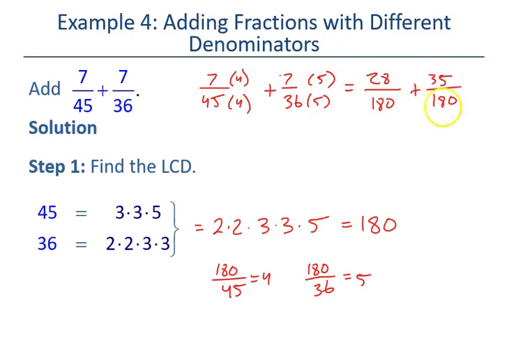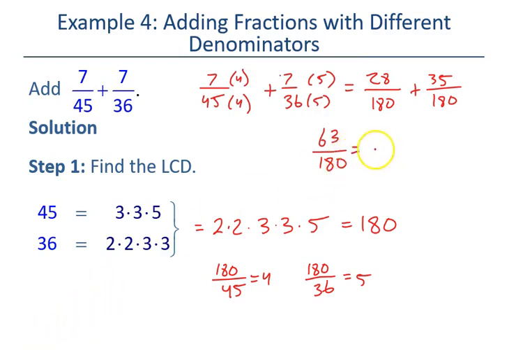So then I can go and add, because notice now I have common denominators. I can do 35 plus 28, and that gives me 63 over 180. Well, now if you want to, you can prime factorize this out. You can start testing things out.